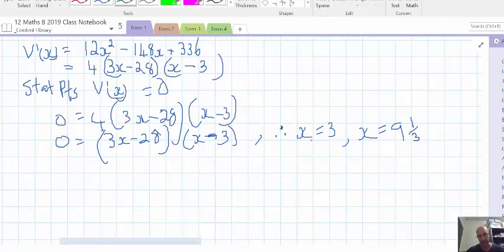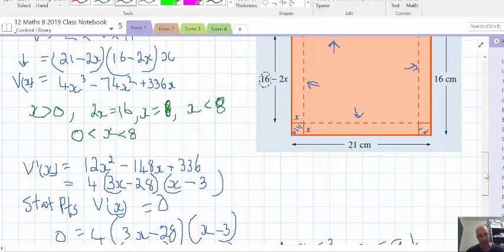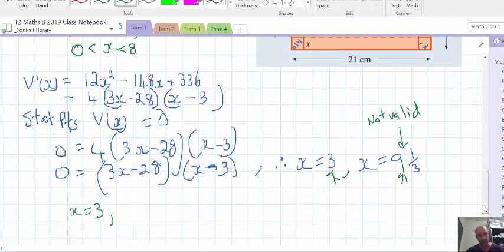Now this is where you need to be thinking. We need to consider these two solutions here, plus the restrictions on the domain that we had to come up with ourselves, which are up there in green. So x is between 0 and 8 exclusive. Now straight away this solution is mathematically valid, but it's not valid for this problem because it's bigger than 8. We can't have a square that big, there'll be no width. So that's not valid for this problem. Even though the maths is okay, it's not valid. So we've got to set x equal to 3.